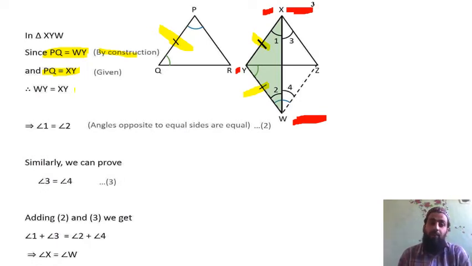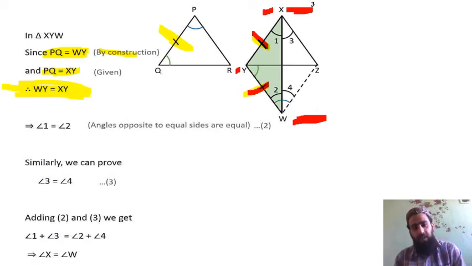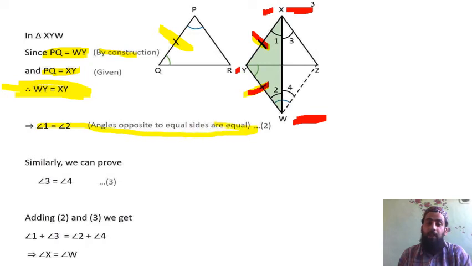So what can we interpret from this? PQ equals WY, PQ equals XY. This gives us WY equals XY. That means this side XY and this side WY are equal to each other. Okay, so if they are equal, what about the angles opposite to these equal sides? Yes, we know the theorem: angles opposite to equal sides are equal. So if these two sides are equal, then the angles opposite to them will also be equal. Let's see which angles are opposite.